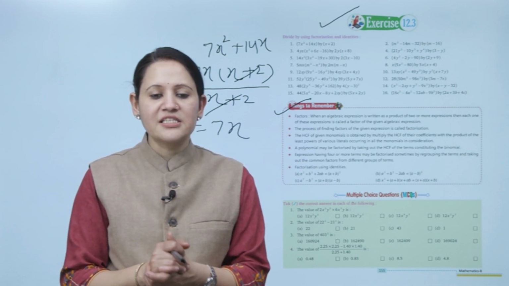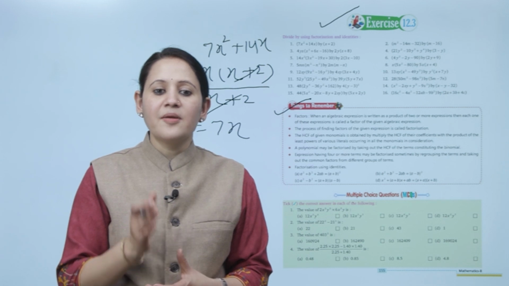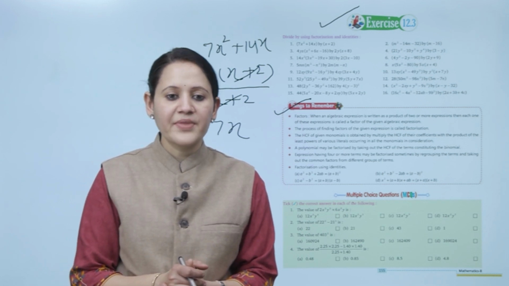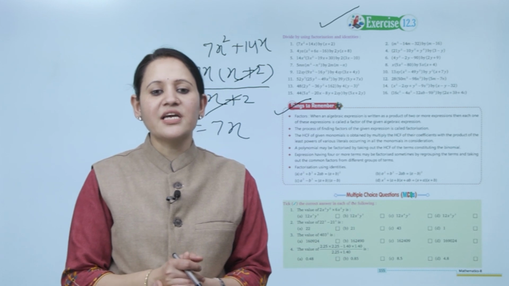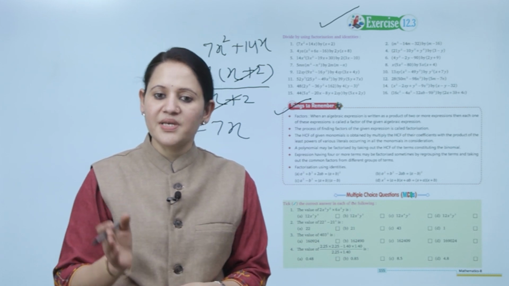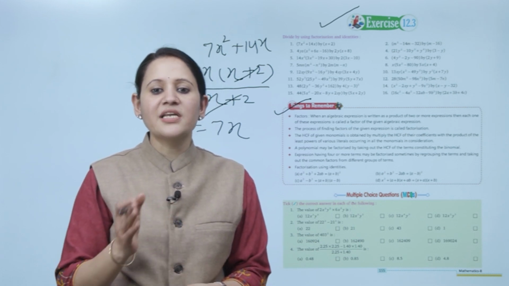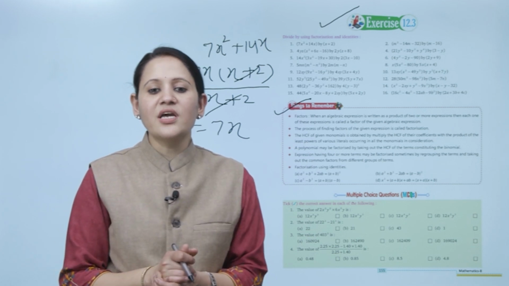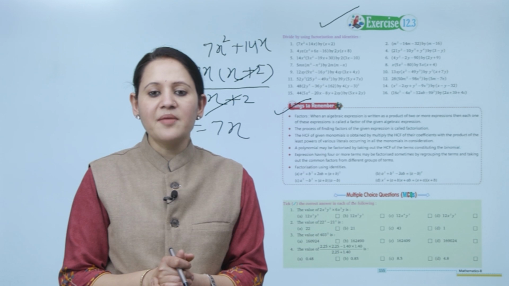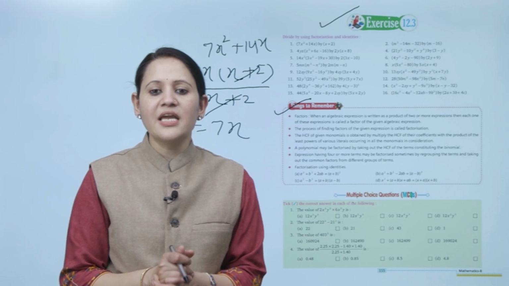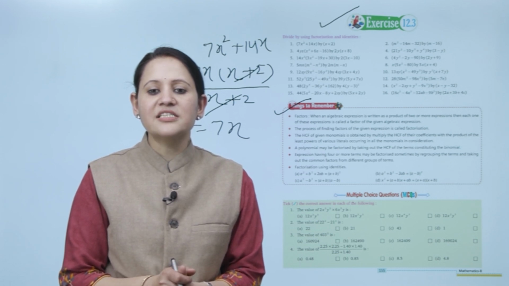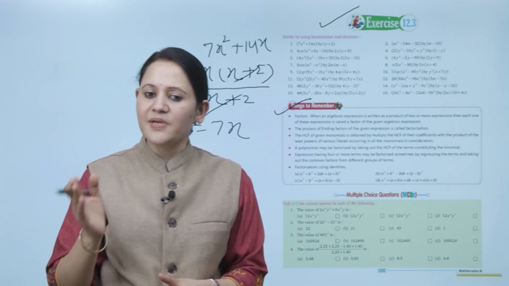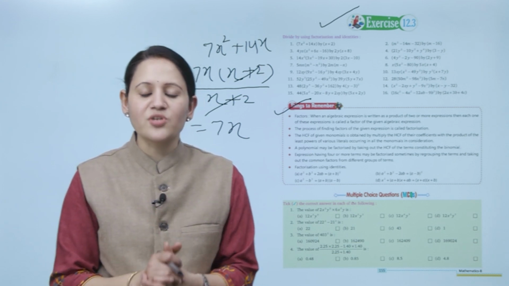Factorizing using identities: a square plus b square plus 2ab equals a plus b whole square. a square minus b square equals a plus b times a minus b. a square plus b square minus 2ab can be written as a minus b whole square. x square plus a plus b multiplied by x plus ab equals x plus a multiplied by x plus b.